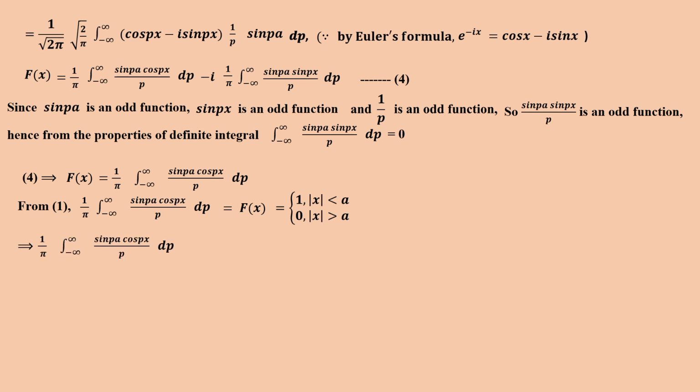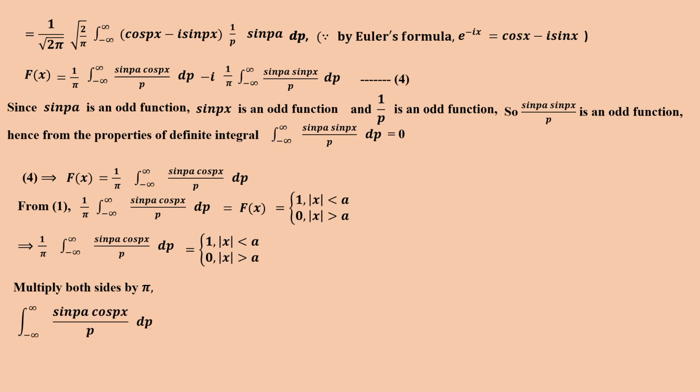This implies 1 by pi integral from minus infinity to plus infinity of sin pa cos px by p dp is equal to 1 for modulus x less than a, and 0 for modulus x greater than a. Multiply both sides by pi. So pi into 1 by pi on the left-hand side becomes 1, and you will get the integral from minus infinity to plus infinity of sin pa cos px by p dp, right? That is the left-hand side. On the right-hand side, pi into 1 is pi, pi into 0 is 0. So it is equal to pi for modulus x less than a, 0 for modulus x greater than a. That is equation number 5.